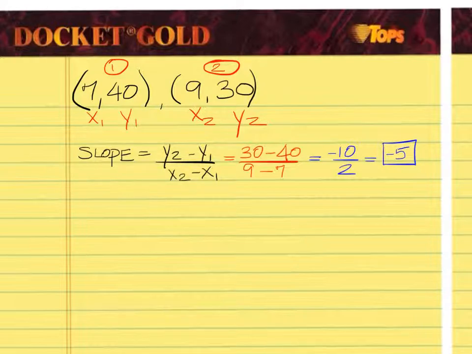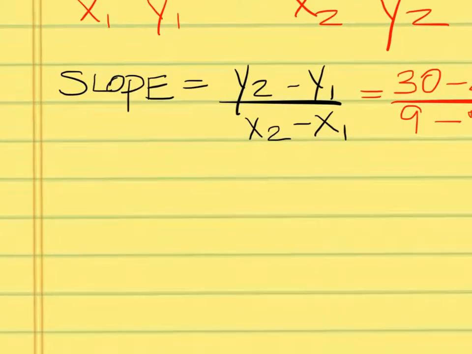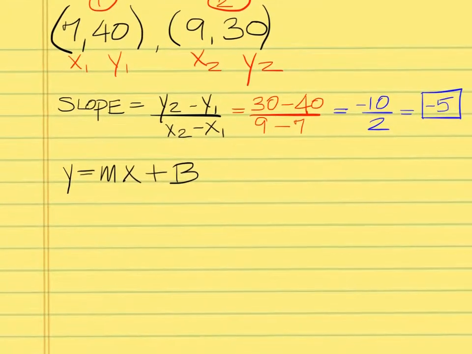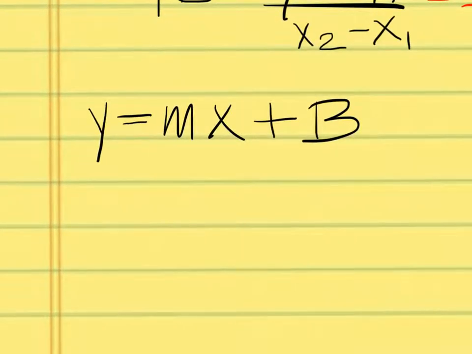Does anyone remember the general form of the slope-intercept form of the equation of a line? Here it is: y equals mx plus b. Do you remember which letter in that equation represents slope? It's not b. It is m, yes. M is slope. And we just found the slope to be -5. So let's replace the m with -5.